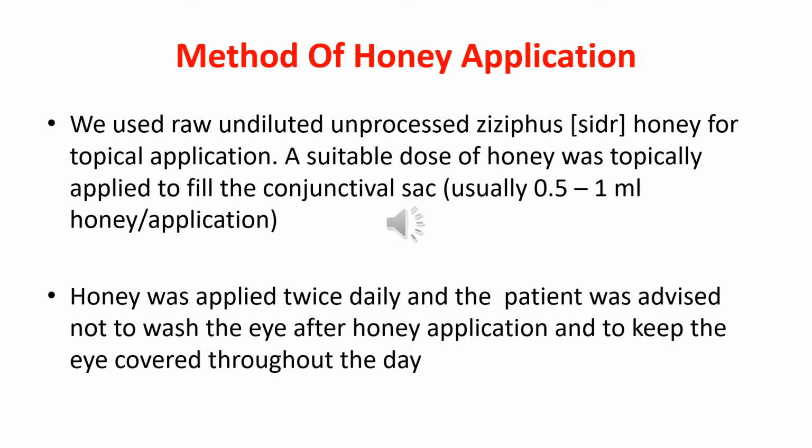As we said before, we used raw, undiluted, unprocessed ziziphus cedro honey for topical application. A suitable dose of honey was topically applied to fill the conjunctival sac, usually 0.5 to 1 ml honey per application. Honey was applied at least twice daily, and the patient was advised not to wash the eye after honey application and to keep the eye covered throughout the day.